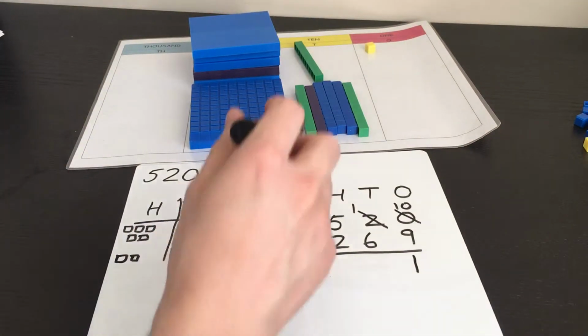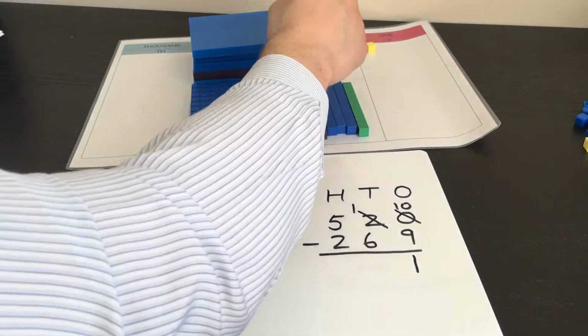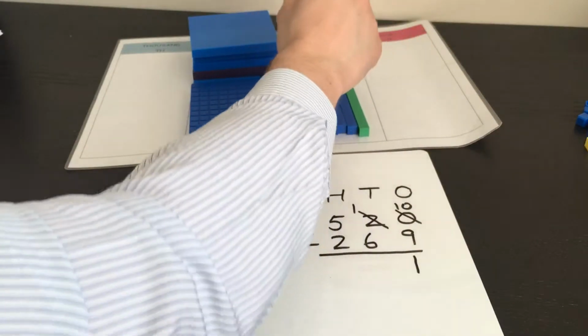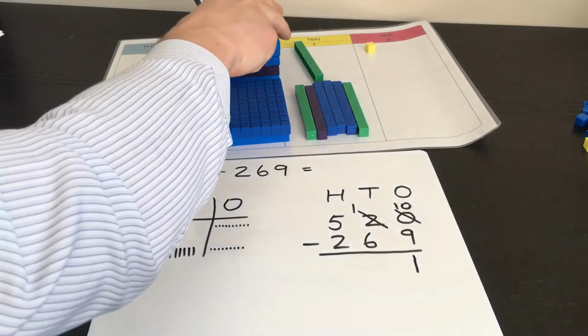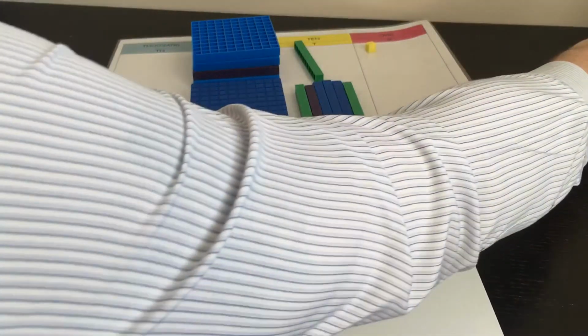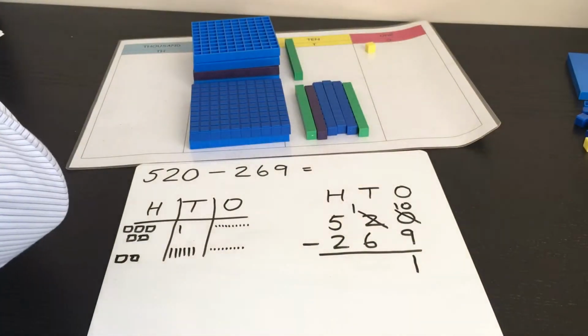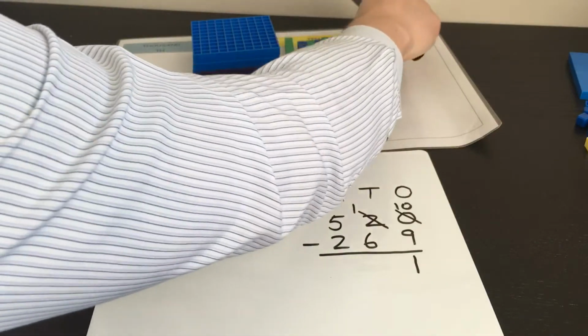My next job is to try and do 1 ten take away 6 10s. Now I know at the minute that that's not possible because this pile of 10s is much bigger than this one. So I need to do a similar process to before, and I need to take one of these hundreds and regroup it as 10 10s. So what I'm going to do is regroup that and put in its place 10 10s like so.